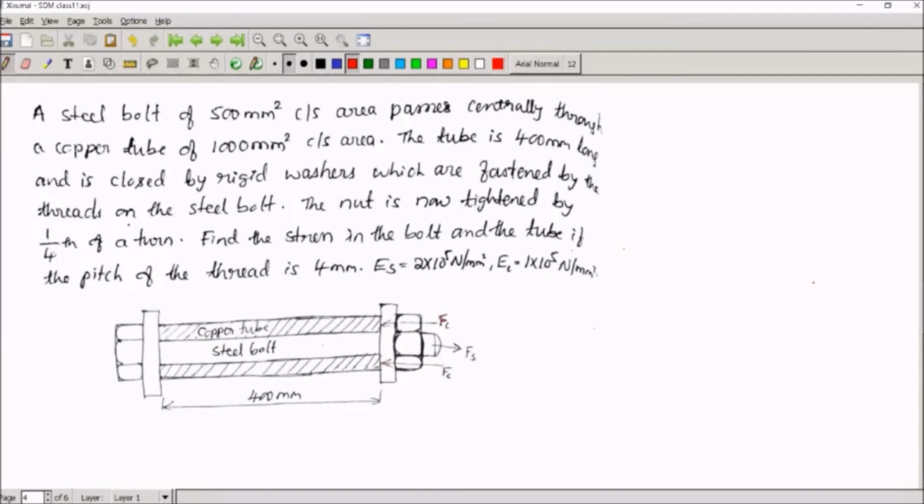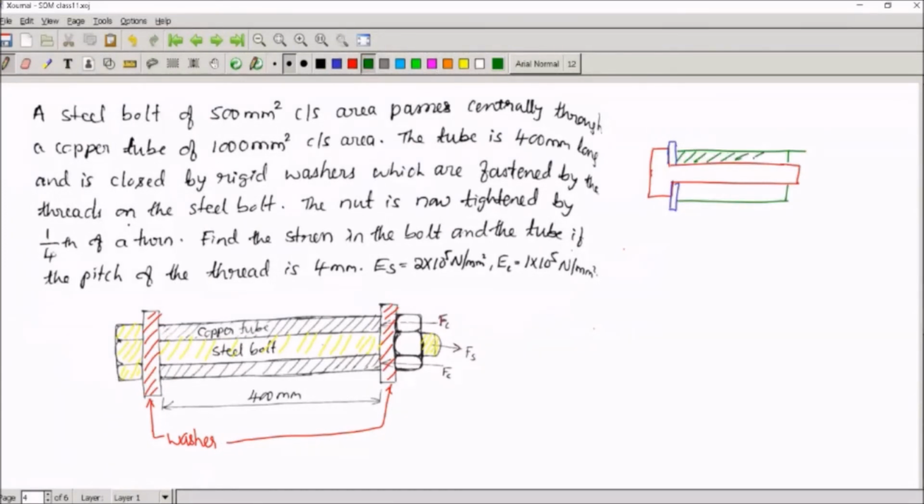In the sketch you can see this is the bolt and there is a washer. This is the washer on one end and this is another washer on the other end. Imagine a bolt like this. I'll keep a washer here and I'll insert a copper tube. This is the copper tube I have inserted. As soon as I insert the copper tube, there are no stresses in the bolt or the copper tube. You are just sliding the copper tube over the bolt. I'll keep one more washer at the other end. I'll increase the length of the bolt. Yeah, this is the length of the bolt.